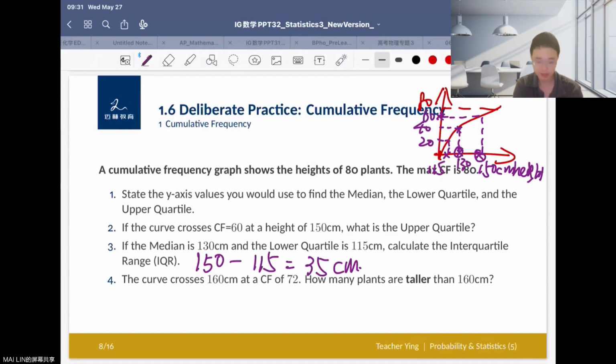The third problem is that the curve crosses 160 centimeters at a cumulative frequency of 72. How many plants are taller than 160 centimeters? Because it crosses 160 centimeters at 72, there are 72 plants smaller than 160 centimeters. So we use the total number of plants, 80, minus 72, which leaves 8 plants taller than 160 centimeters. That is for problem 1.6.